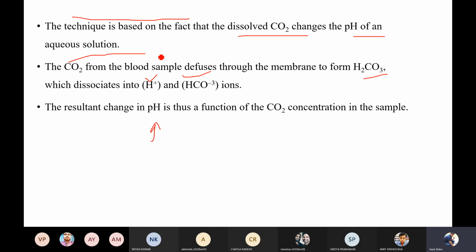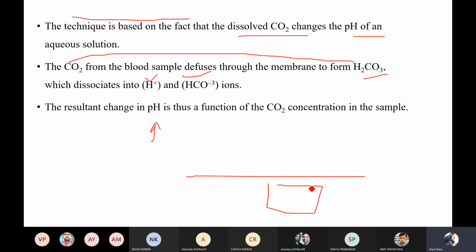The CO2 from the blood diffuses through the membrane to form H2CO3. Okay, so there will be a membrane, and we are going to take the blood. This particular membrane will only allow the CO2 in the blood, and it will not allow any other gas. So the CO2 from the blood crosses the membrane and enters into my solution.